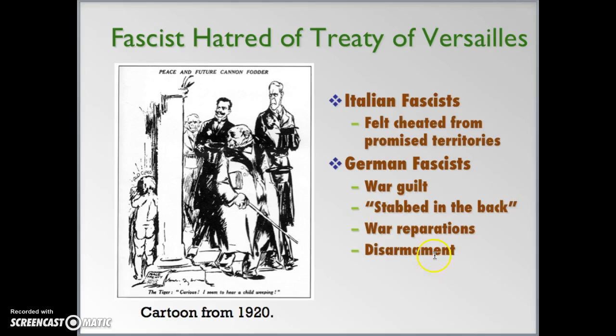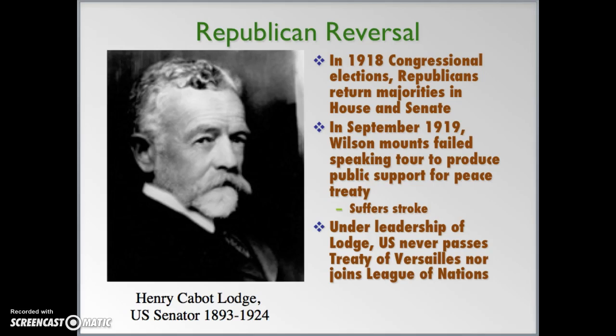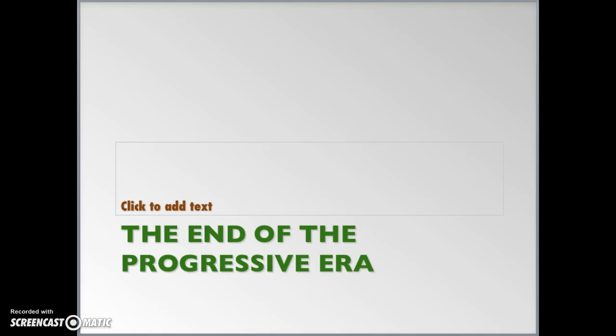The Germans are pissed. Everybody's mad about the Treaty of Versailles, except for the French and the British, right? The Republicans in the Senate are mad about it, and as a result, we never join the League of Nations. So boy, oh boy, oh boy. The League of Nations is much weaker as a result. And yeah, we're going to leave it right there. You should know this story at least a little bit. Okay, end of the progressive era.